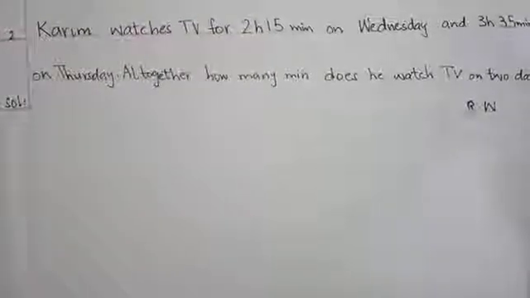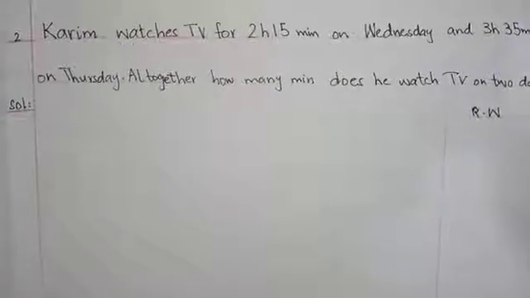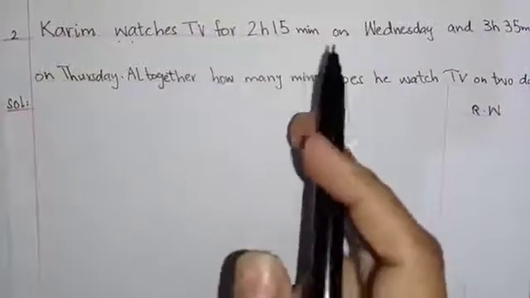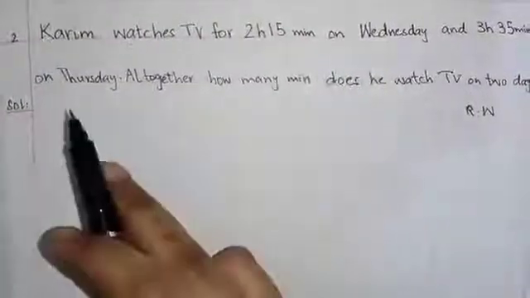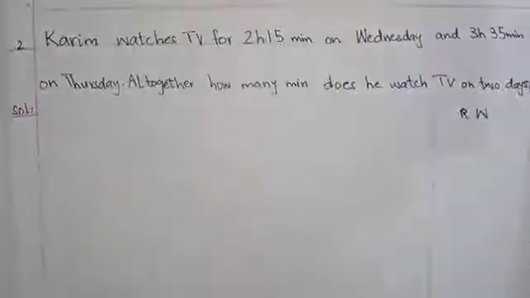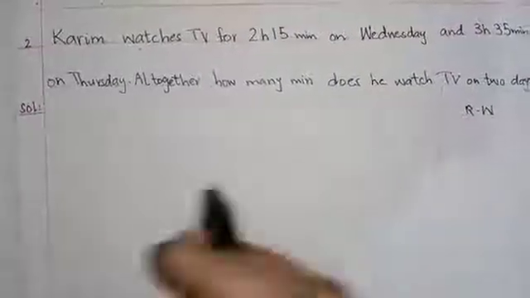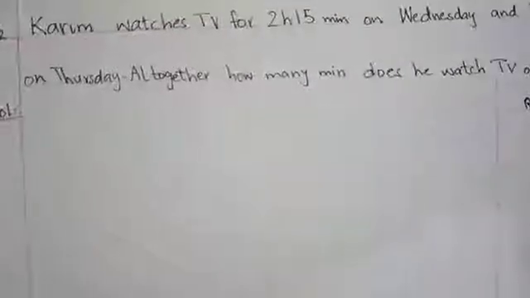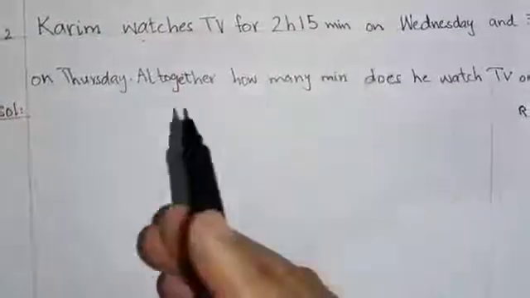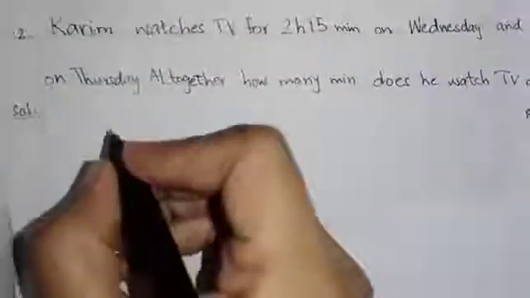Now students, turn your pages and write statement of question number 2, that is Kareem watches TV for 2 hours 15 minutes on Wednesday and 3 hours 15 minutes on Thursday. Altogether, how many minutes does he watch TV on 2 days? Now if we write solution, now we write Kareem watches TV on Wednesday, which is given, that is 2 hours and 15 minutes.